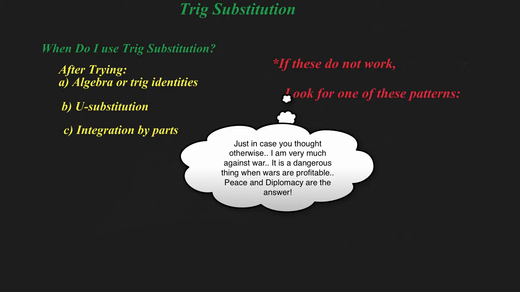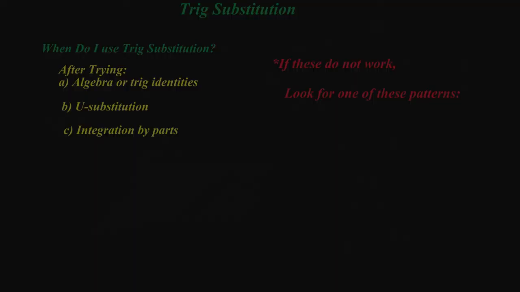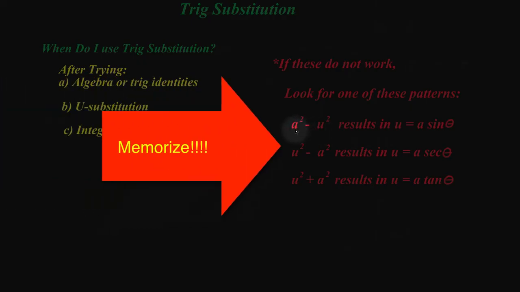So if any of these three techniques don't work, then you're going to look for one of these three patterns. Either the pattern is going to be a squared minus u squared, where a is a number. It doesn't have to be a perfect square. You can square root 5 and get root 5. U squared is some sort of variable. U squared minus a squared, or u squared plus a squared. Each one of these results in a different type of trigonometric substitution, as you can see.